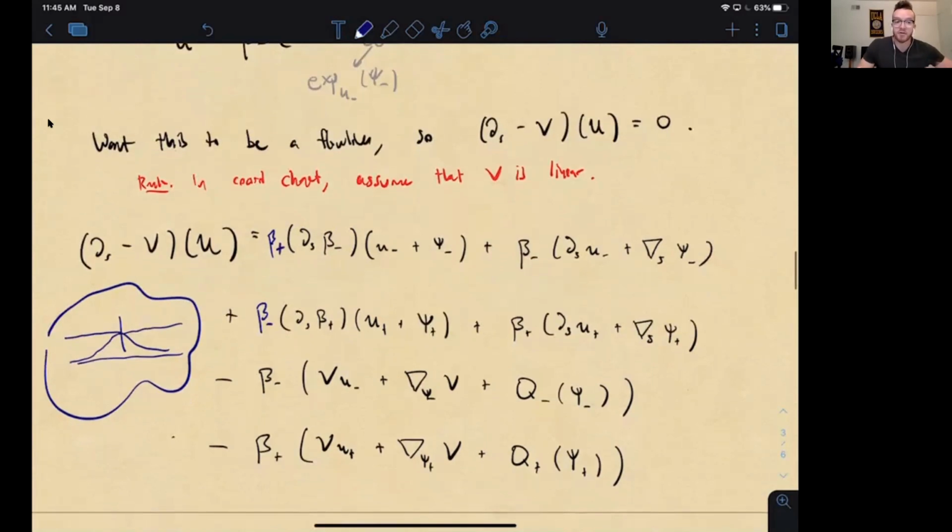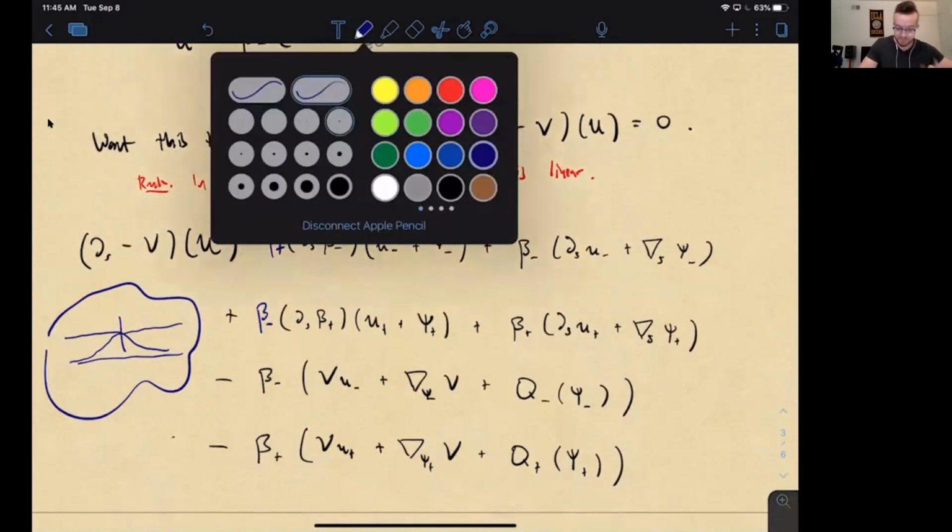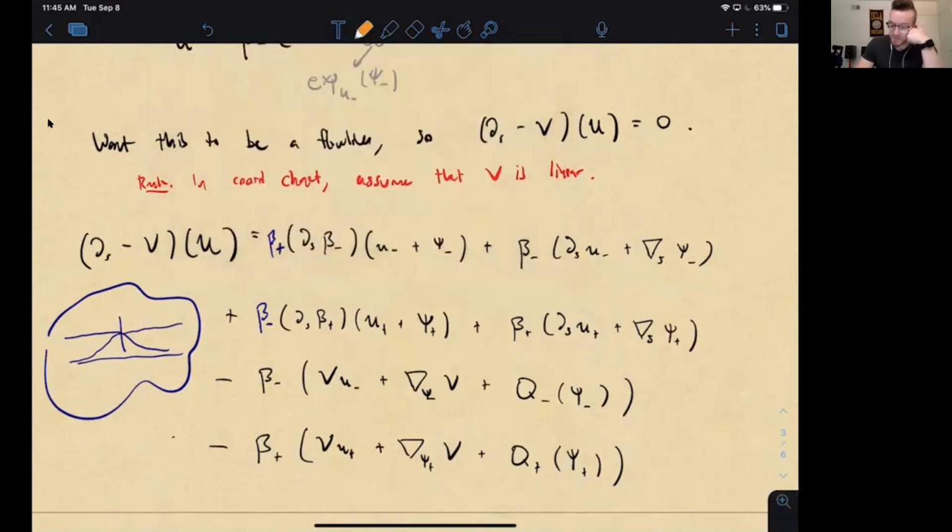Then, having done this, we can simplify a lot of stuff and cancel some things out. For example, let's see, so what can we do?